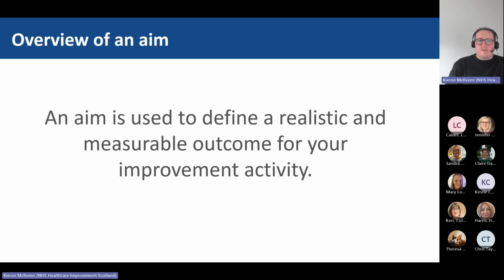So the overview of an aim. An aim is used to define a realistic and measurable outcome for your improvement activity. The main points in that statement are realistic and measurable, and we'll touch a bit more on them in later slides.